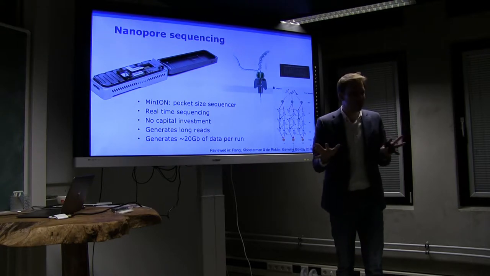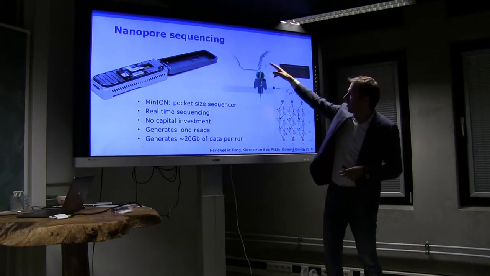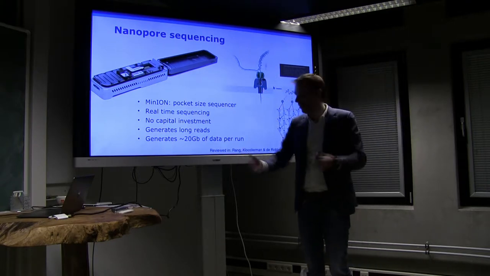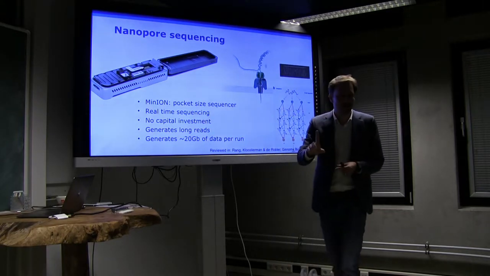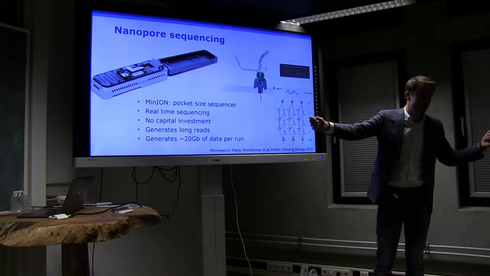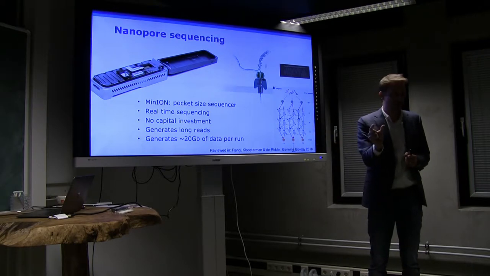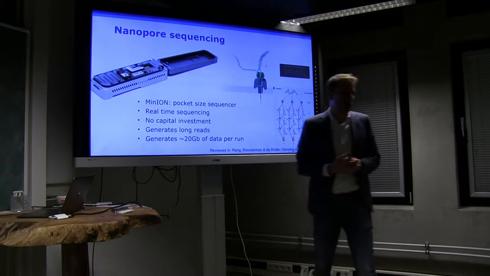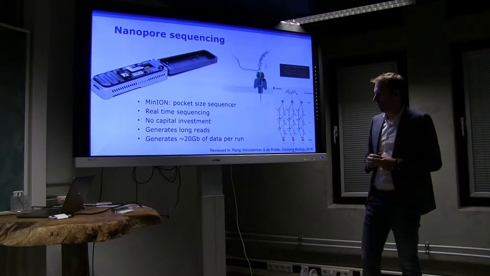So this is really a game changer in sequencing, because it's real time. As soon as the DNA flows through the pore, you can get the data, transform it to a sequence, and start doing calculations. Zero capital investment. Another very important part is that it generates really long reads. The Illumina machines read about 150 base pairs, so you need to chop up your genome into small 150 base pair sequences. Here, reads can be longer than 1 megabase. So it's really long stretches of DNA that you can sequence at the same time.